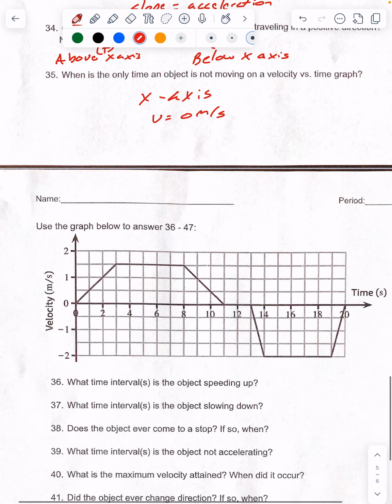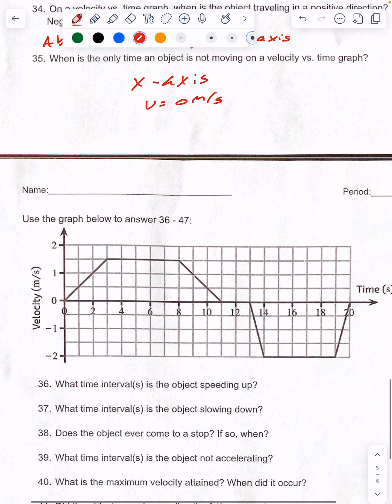All right, here's my v versus t graph. I know it is because if I look at my units, I have velocity, v, versus t, so my time is right here. Make sure you're reading that on the test, because if you try to use position versus time graph rules on a v versus t graph, you're going to get answers wrong.